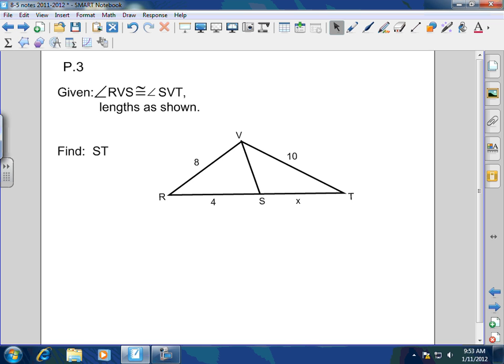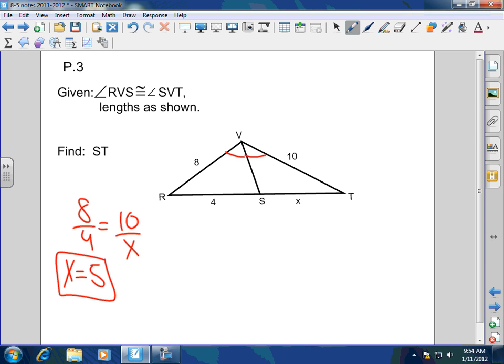Let us continue. Now, RVS is congruent to SVT. This is the other theorem we were talking about with the ray that's bisecting the angle. So what would I do, my man? How would I find ST, sir? Go 8 over 4. 8 to 4 equals 10 to x. Cross multiply. X will equal 5.